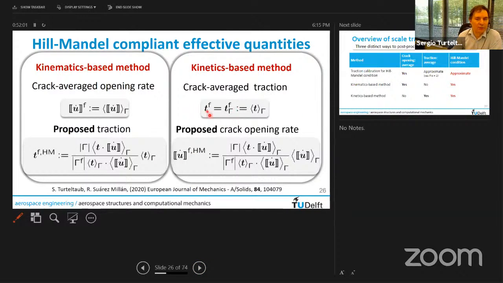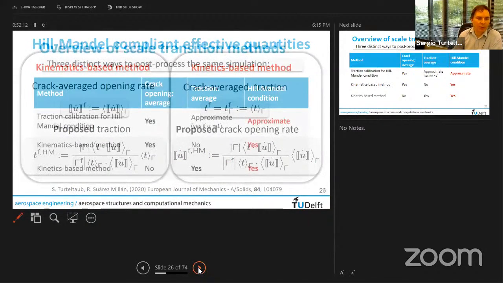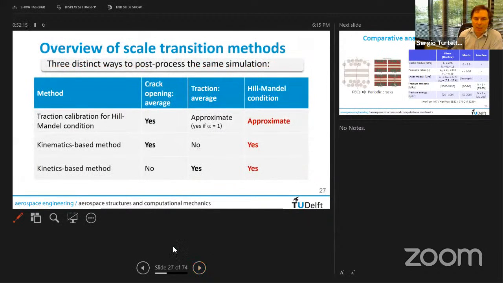So we define the traction as the average, and we modify the crack opening rate in a way in which we satisfy the Hill-Mandel condition. So with that, we have three methods. And I would also emphasize that this is not for computing the quantities. This is for post-processing. So we take the same data of the simulation, and we do three distinct ways of doing the post-processing. So three distinct ways of defining what are the macroscopic quantities.